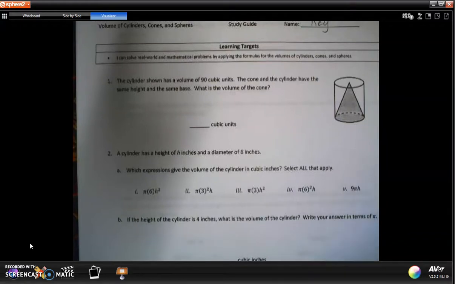I'm going to start 1, 2, 3, but let's say you only need help on number 3. Just go ahead to number 3 where I'm working on it and watch me do it.